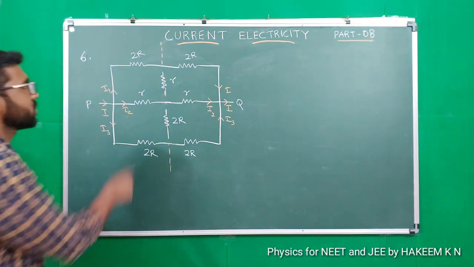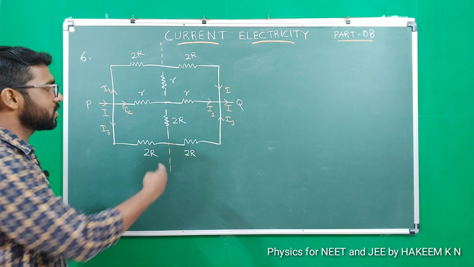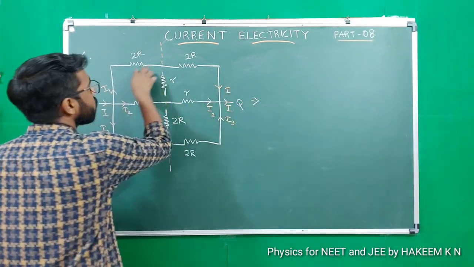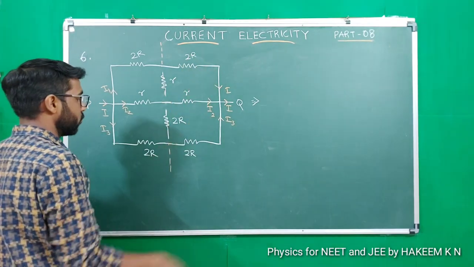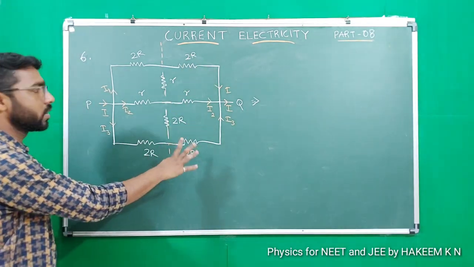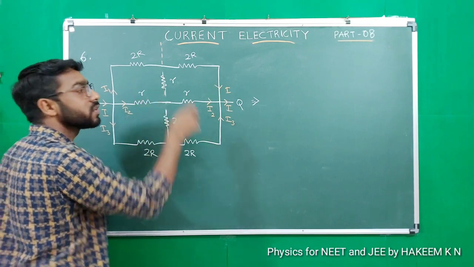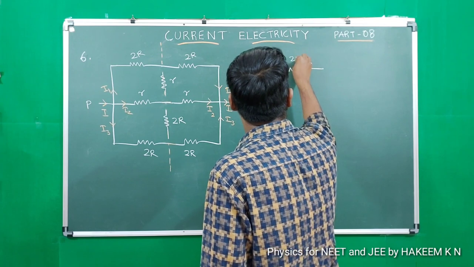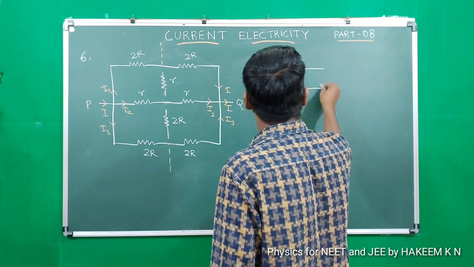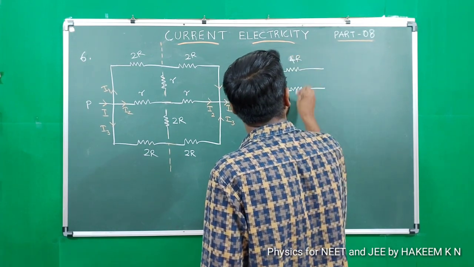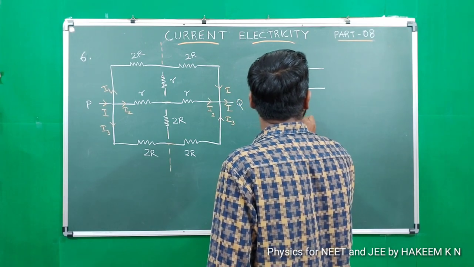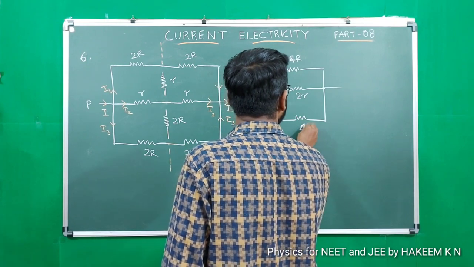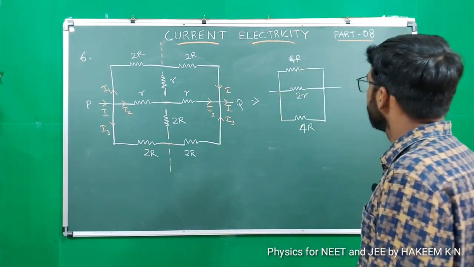Now you can say the answer. Small r is a resistance different from capital R. Now drawing the equivalent network, 2R, 2R series, we will get 4R. Small r series, we will get 2 small r. So drawing the equivalent network, sorry, 4R. Here 2 small r. 4R. Okay, P and Q.